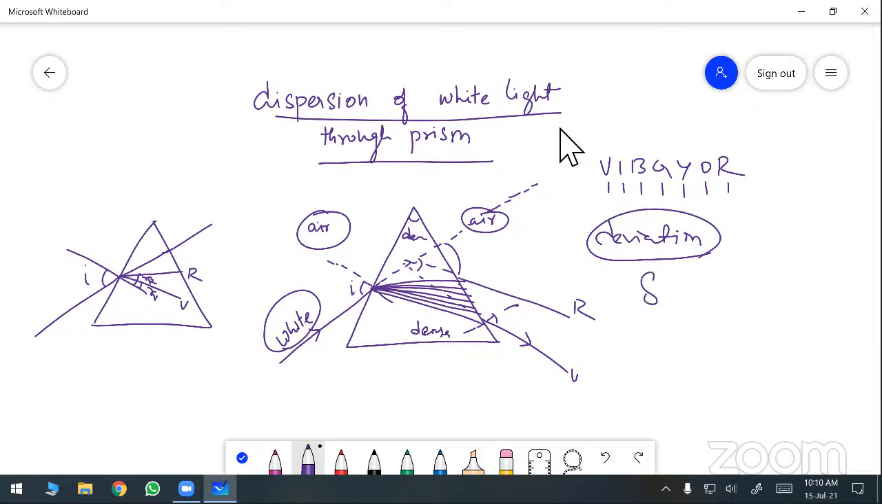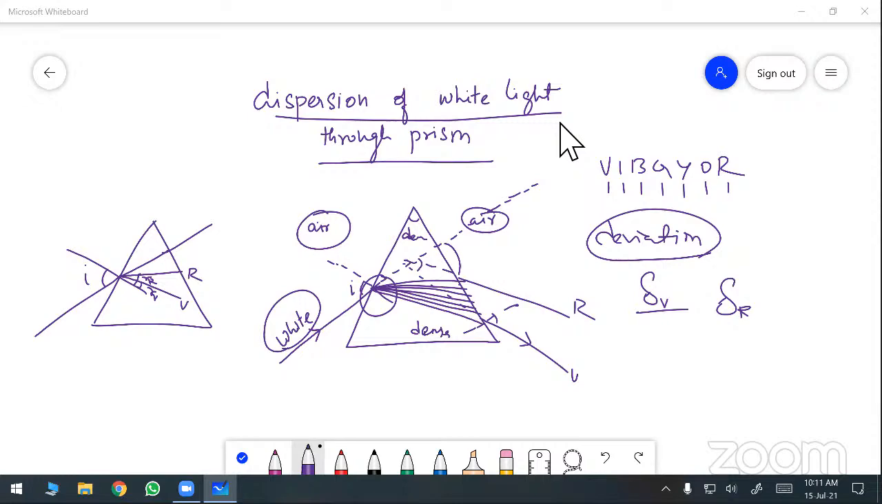So the deviation angles are delta V for violet color and delta R for red color. The maximum deviation is for violet color. What is the reason? First of all, why is dispersion required? This is very important: if all colors traveled with the same velocity in the medium, there would be no dispersion.